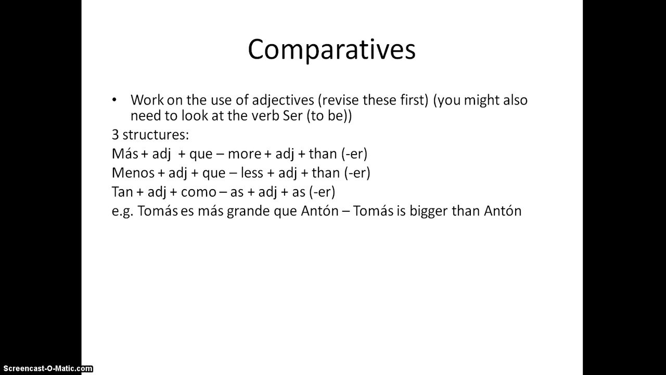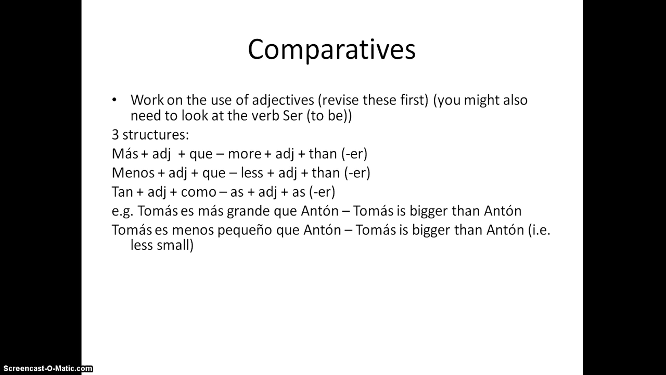Right, so this is an example. Tomás es más grande que Anton. Tomás is bigger than Anton. Similarly, we could say Tomás es menos pequeño que Anton. This would still mean Tomás is bigger than Anton, but literally means Tomás is less small than Anton. So it's another way of saying the same thing.